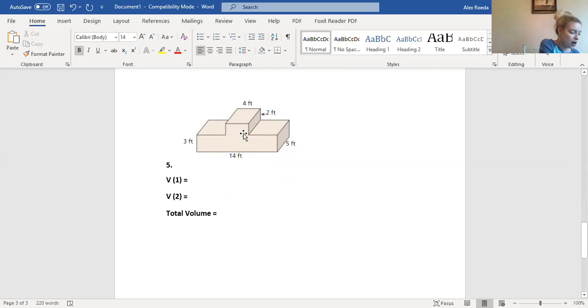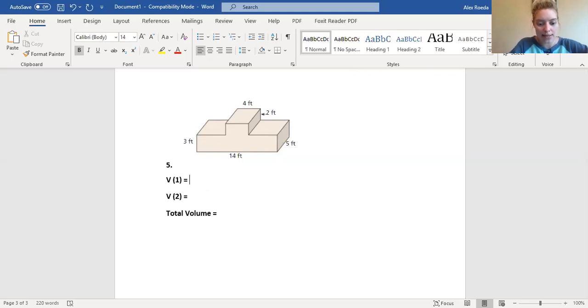Again, I would highly advise you on your workbook page, please split that, and then you can label it as volume 1 and volume 2, just like I did here. I split that in half. I put the bottom one as volume 1 and the top smaller one as volume 2. Now let's check and see if I have any missing length, widths, or height. I'm looking at this bottom one first. I have a length of 14, a width of 5, and a height of 3. I don't need to change any of those values because they all connect with that bottom prism. So that's perfect.